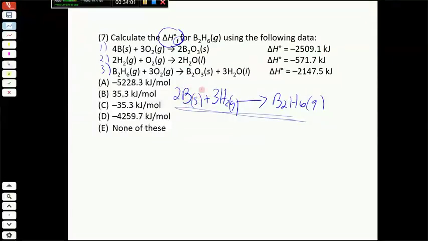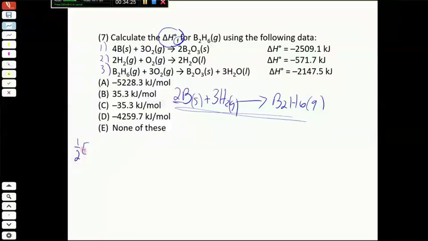So if we look at our first reactant, we have 2 borons as a reactant in this equation. And where does boron appear in these equations up here? The first one, right? So we're going to use the first equation, but the first equation has a coefficient of 4 in front of boron. We want to have a coefficient of 2 in the equation we're interested in, so we're going to have to take this first equation and multiply it by 1/2.